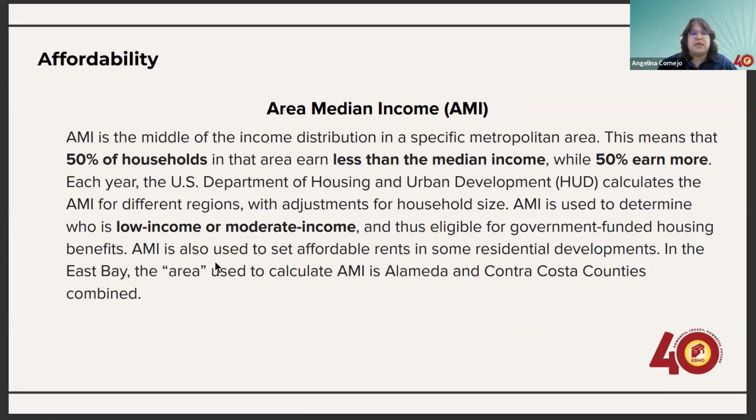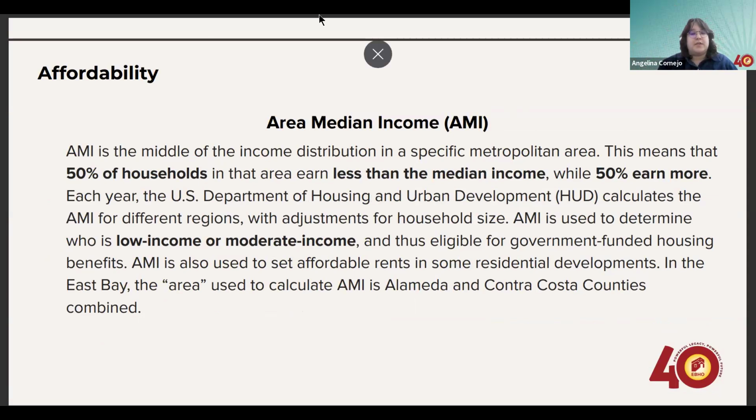Okay, so what is area median income, or AMI? You might hear this term tossed around a lot to specify what the median income is. The way it's formulated is that they get the whole income of the area and do a calculation. To find the median, 50% of households earn less and 50% earn more. Whatever that middle part is, that is what is considered the median.